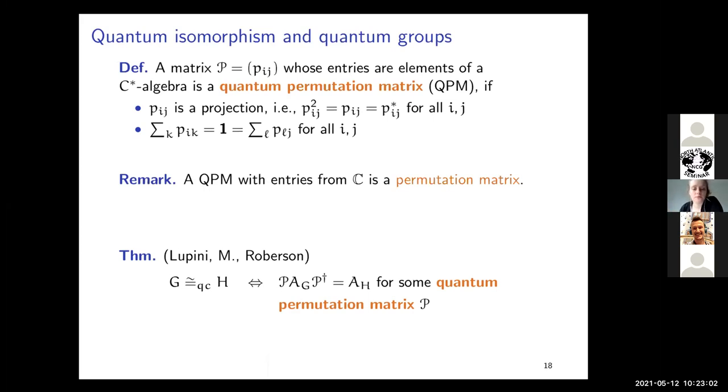Okay. I'm pretty comfortable with the situation where the C star algebra is infinite dimensional. Still, the matrices are finite matrices, but the entries lie in some possibly infinite dimensional algebra. Yes.